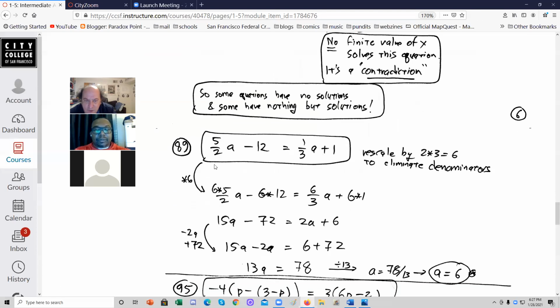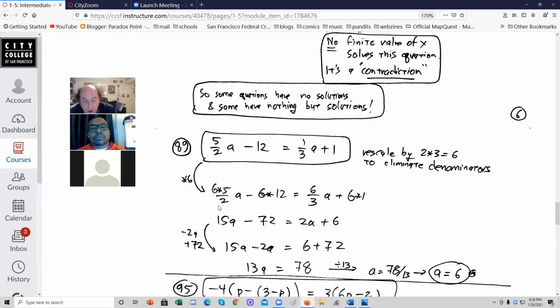Now here we have 5/2 a minus 12 equals 1/3 a plus 1. Well, okay, division is always the most annoying operation. So you have a 2 and a 3. To get rid of them, let's rescale by their product, 6. So multiply throughout by 6: 6 times 5 over 2a minus 6 times 12 equals 6 over 3a plus 6 times 1.